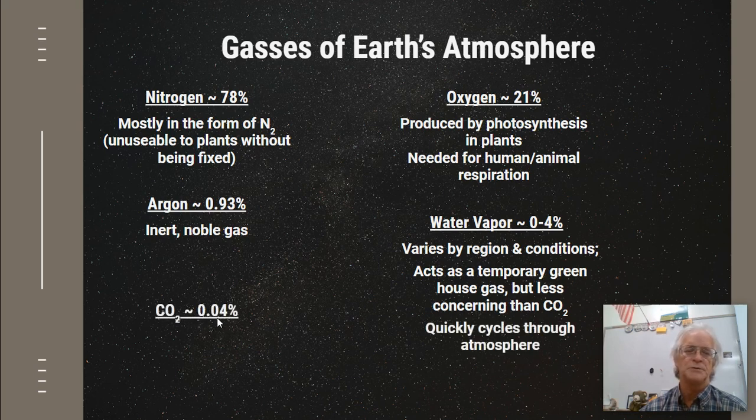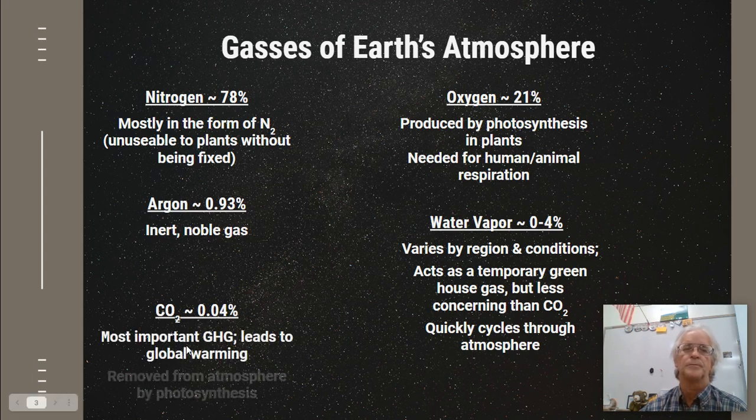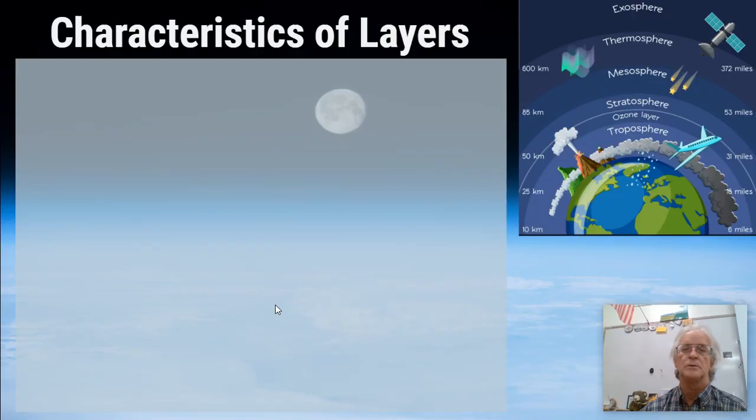CO2 is approximately 0.04%. It's the most important greenhouse gas that leads to global warming. It's removed from the atmosphere by photosynthesis. So whenever we get rid of trees, by burning or cutting them down, we actually increase the amount of CO2. Now, the characteristics of the layers of the atmosphere.